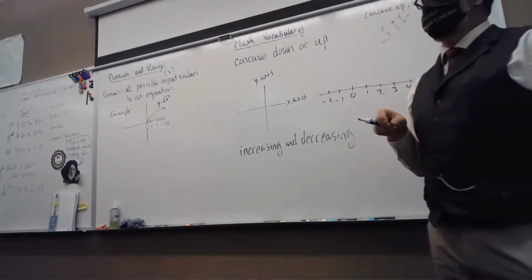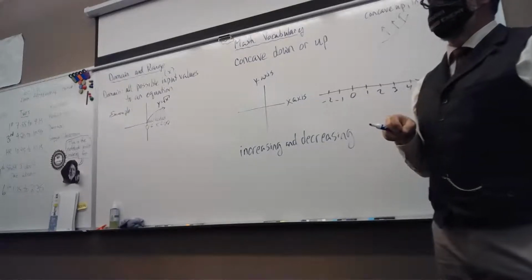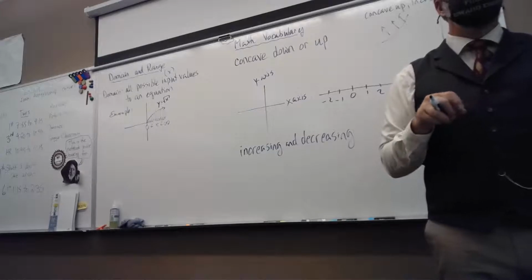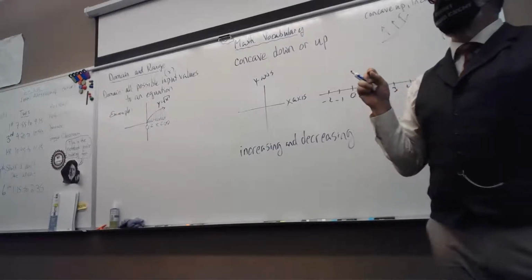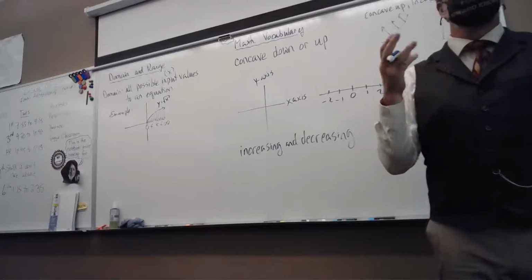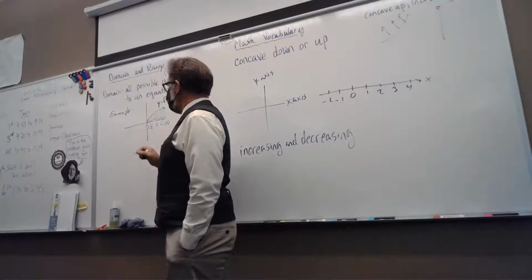Is 0 included on this one? Can I take the square root of 0? What number squared, what number multiplied by itself is equal to 0? 0. So, in fact, yeah, that's included.